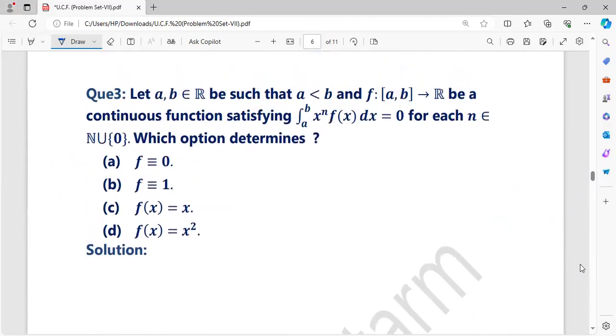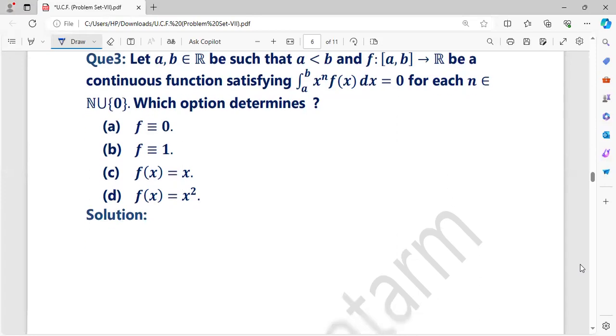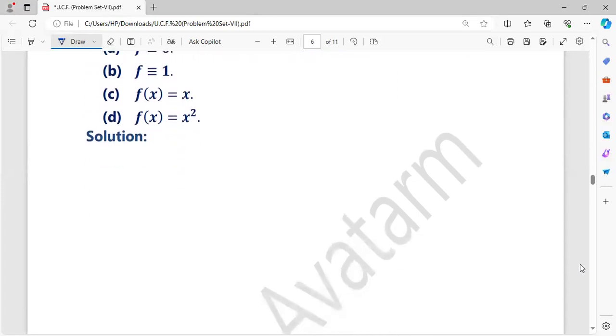Now see this example. Sorry, question. Let a, b belong to R such that a is less than b, and f in C[a,b] contains functions satisfying this. Which of the following options determine? f is 0, f is 1, function identically equal to 1, f(x) is equal to x, f(x) is equal to x square.